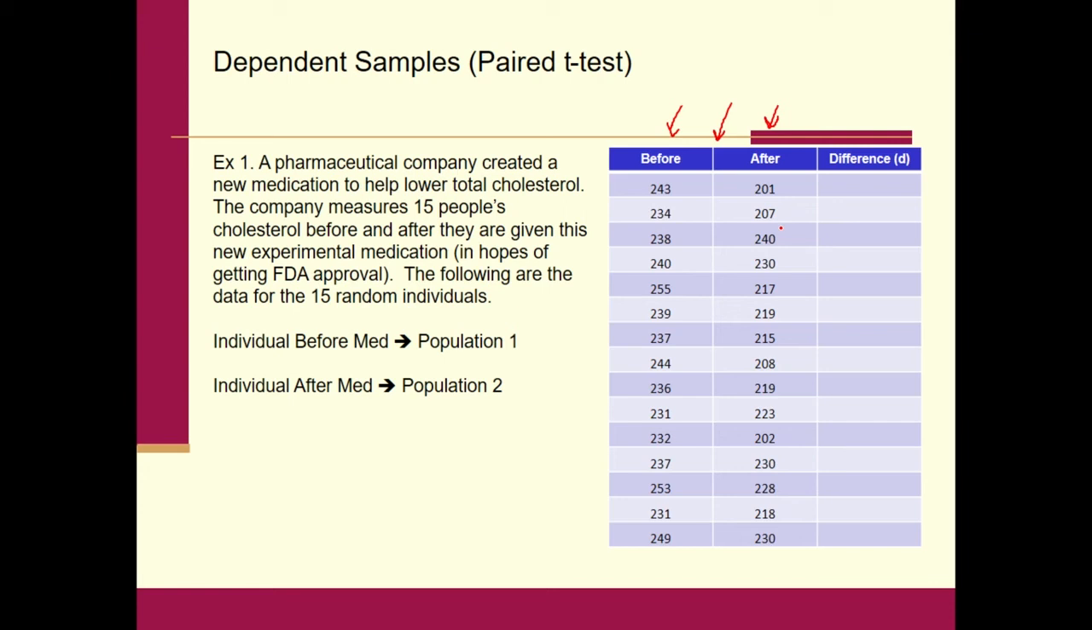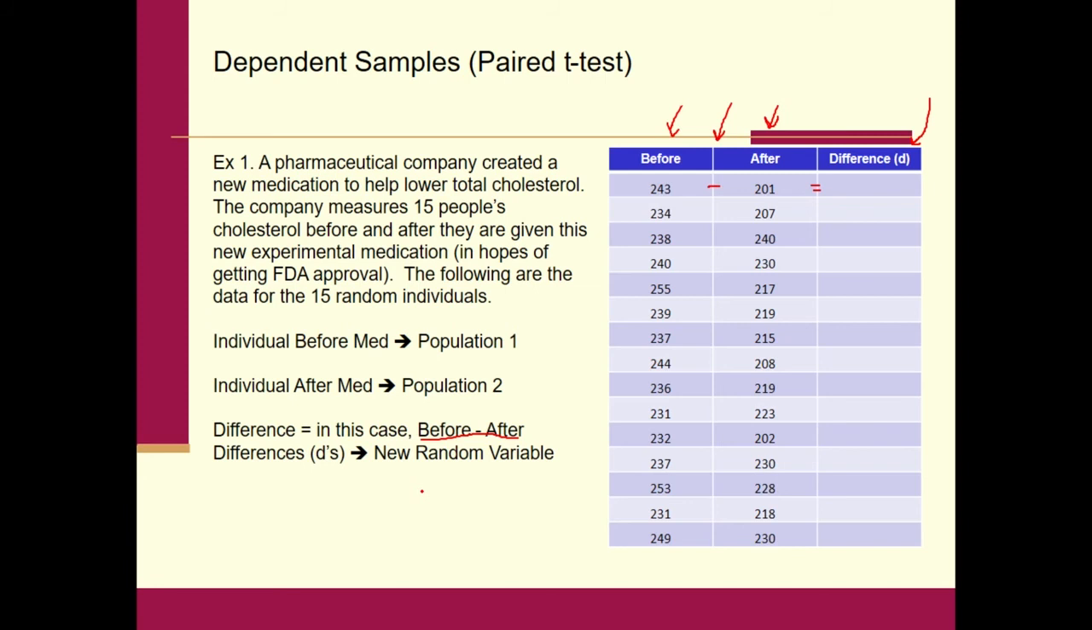Notice here I've created a difference column, the D's. The D's, like I have here, is simply before minus after. So you want to think of a minus sign here and an equal sign here to calculate the differences. And notice the difference for the first person would be positive 42. We'll get to that in a second.